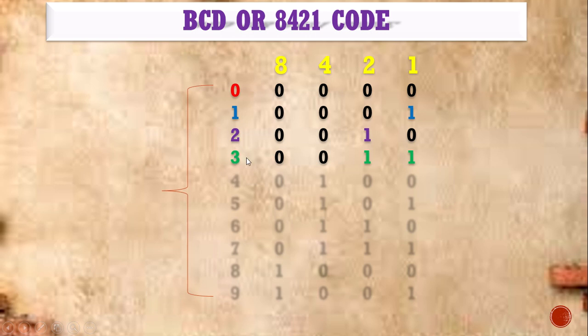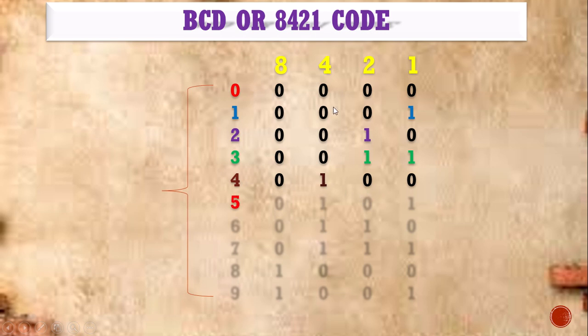Then 3, the 3 is a decimal value. To represent the decimal value 3, since we don't have a 3 in this code, we can take a combination of values. The combination that gives us the value 3 is 2 plus 1. So we can put 2 and 1 in the on state. The next one is 4. Here we have a 4, so 1 against 4, but the remaining are all 0.